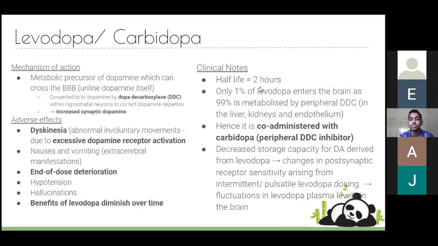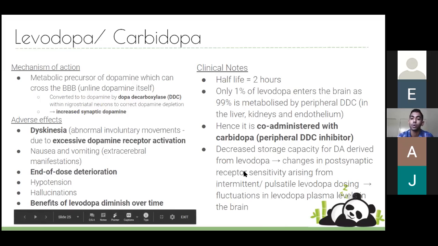Half-life is 2 hours. Remember that number. Levodopa, only 1% of it is going to enter the brain, and 99% of it is going to be metabolized by peripheral DDC. So we don't only have DDC in our brain, but we have it also in all the other parts of our body. And so we have to co-administer it with carbidopa, which is a peripheral DDC inhibitor. It's going to make sure most of our levodopa is going into the brain as opposed to being digested in the rest of the blood system.